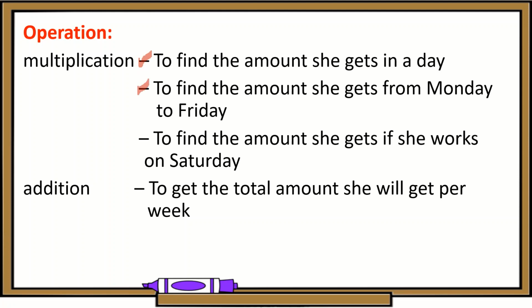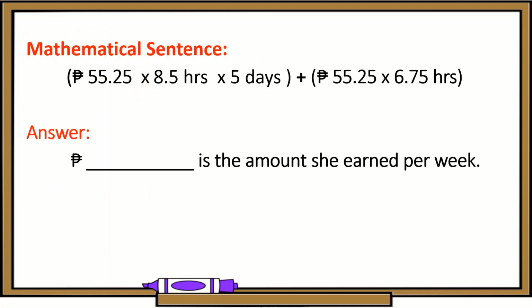To find the amount she gets from Monday to Friday. To find the amount na makukuha niya kung magtatrabaho siya during Saturday. And addition para makuha natin yung total amount na nakikita niya para sa isang linggo. In your mathematical sentence in this problem, 55 pesos and 25 centavos ita-times nyo sa 8.5 hours na ita-times nyo muli sa 5 days para makuha nyo yung kanyang kinita sa 5 araw.